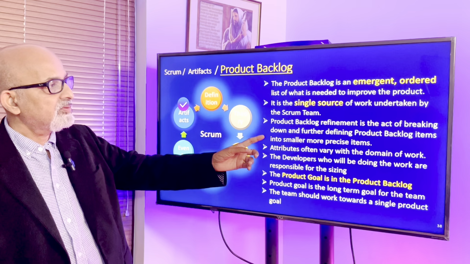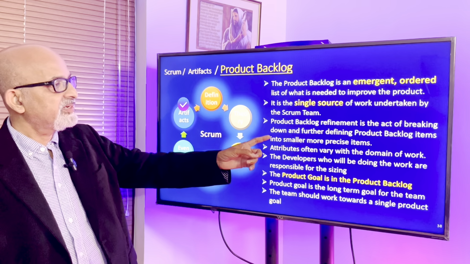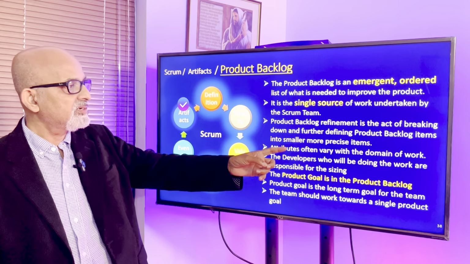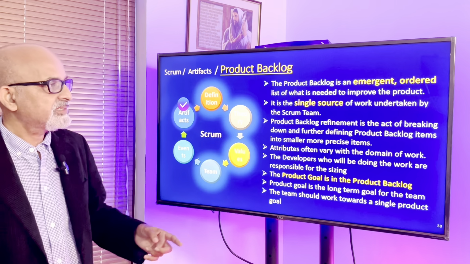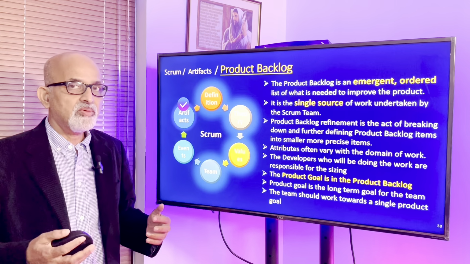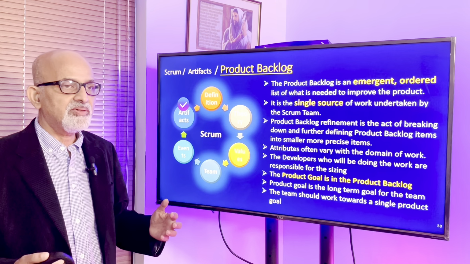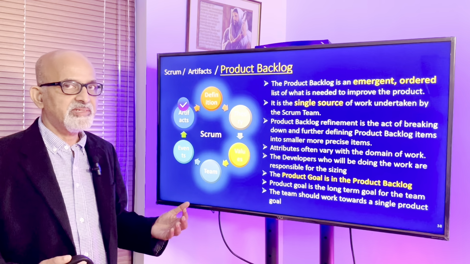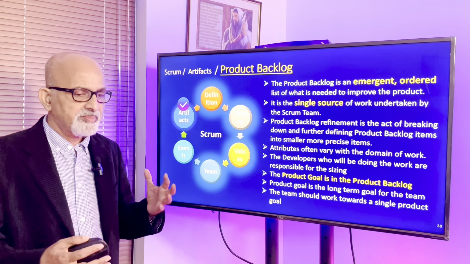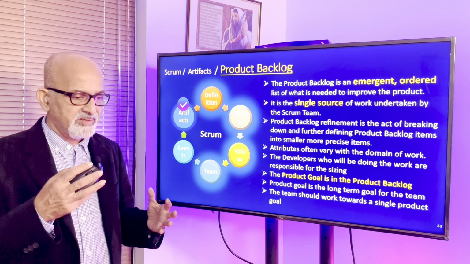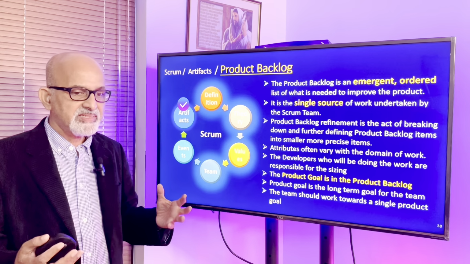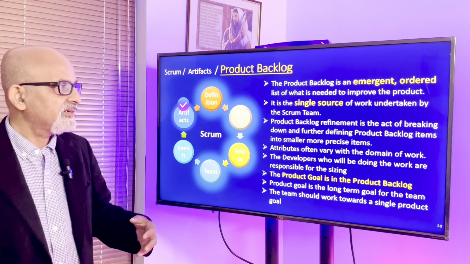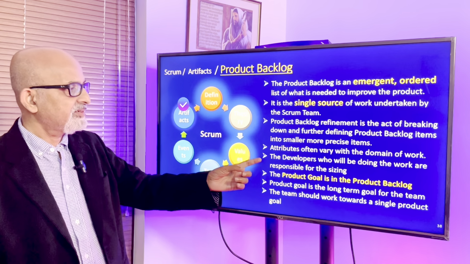The product backlog refinement is the act of breaking down and further defining product backlog items into smaller, more precise items. We call it product backlog refinement or product backlog grooming. That is done by the product owner. Sometimes the team also gives inputs. So primarily the product backlog gets sliced into smaller pieces, and sometimes we merge smaller pieces to make some meaning out of it. So it is continuously refined.